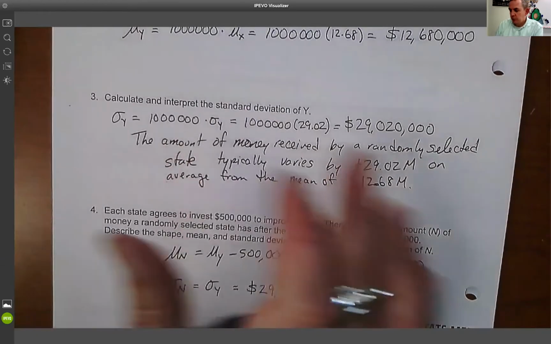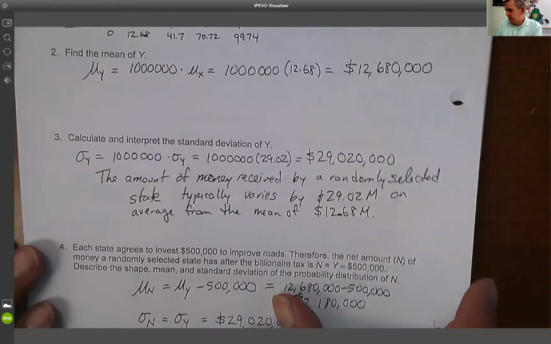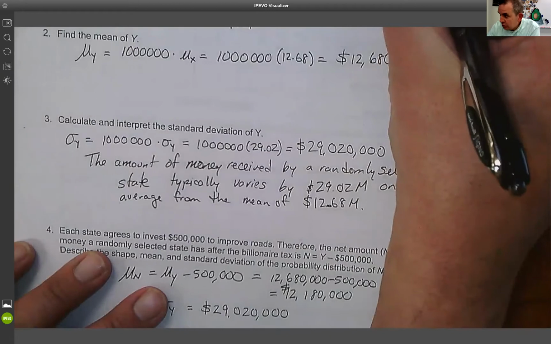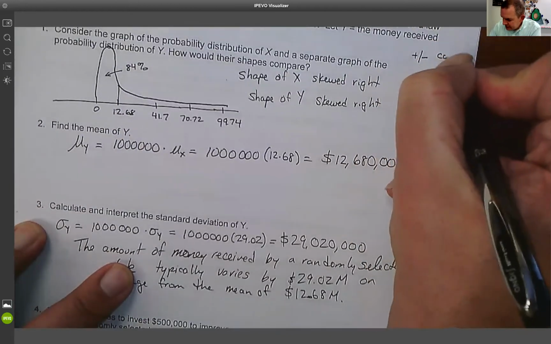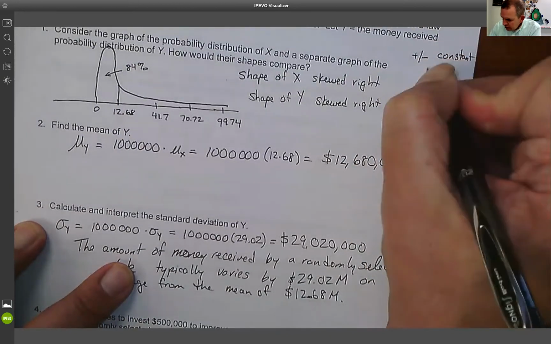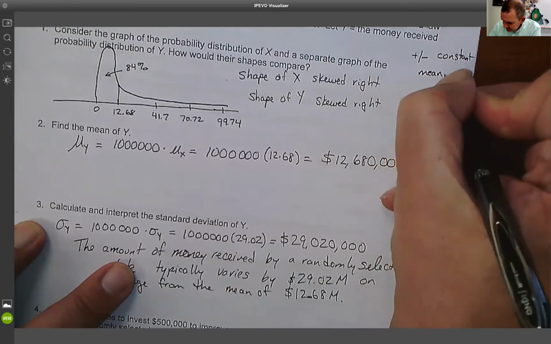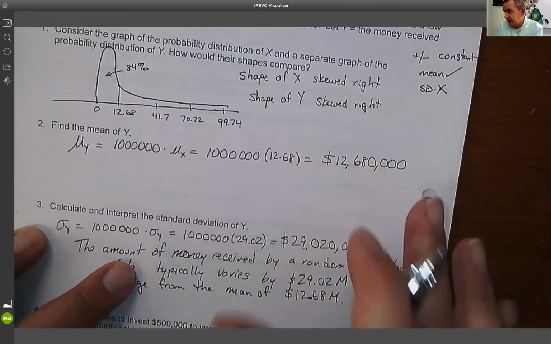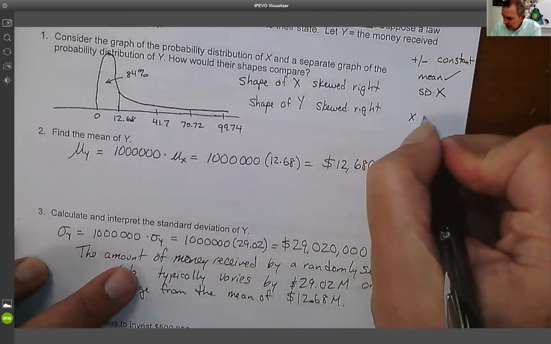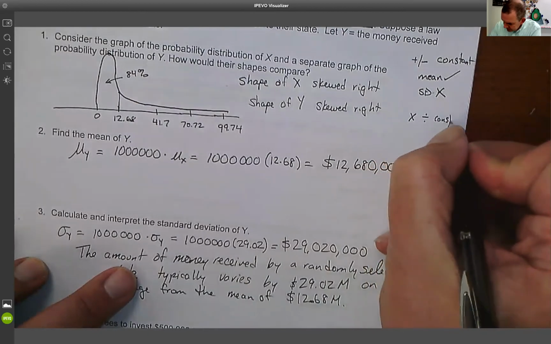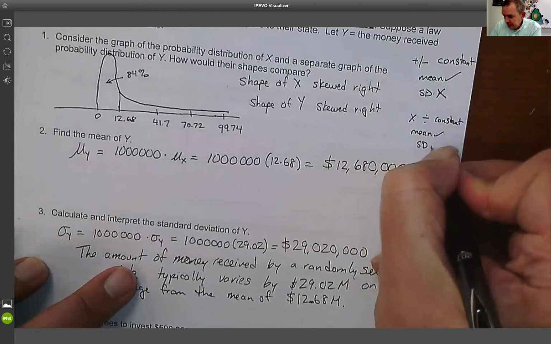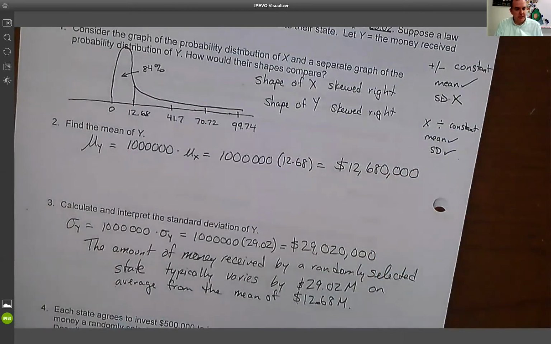Again, just as a reminder, the rules are as follows. If we're adding or subtracting a constant, we do that to the mean. Or no, sorry, we don't do that to the standard deviation. We leave the standard deviation alone. If we multiply or divide by a constant, we do it to the mean and we do it to the standard deviation. So that's a little bit of a review. That's the first piece that we talked about, a review from before. Hopefully that helped.